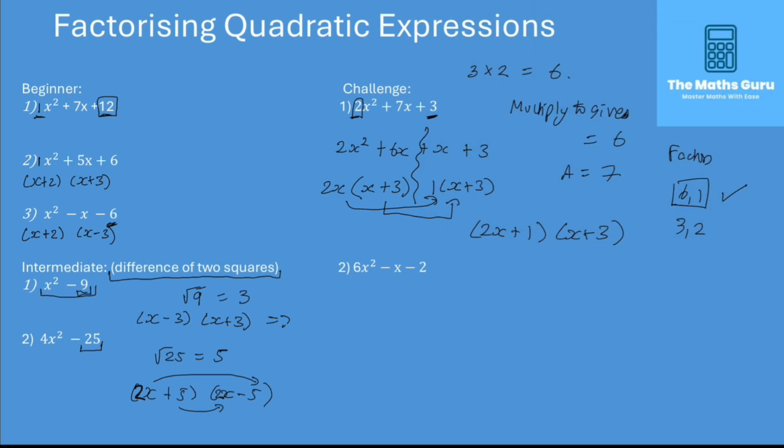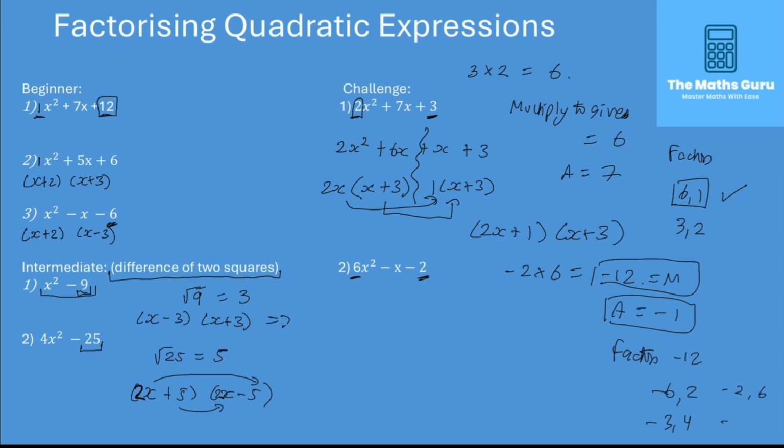So, looking at the last question, we take our last number times our coefficient of x squared, so minus 2 times 6 is our minus 12. We need to find two numbers that multiply to give us minus 12 and add to give us our minus 1. Factors of minus 12 are 6 and minus 2, minus 6 and 2, minus 3 and 4, and obviously you can have minus 2 and 6 and minus 4 and 3. Which one, when added together, is going to give us our minus 1?